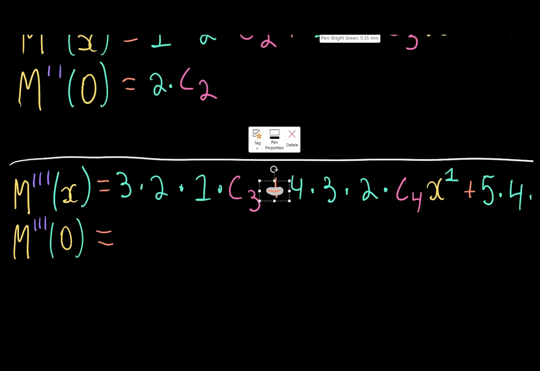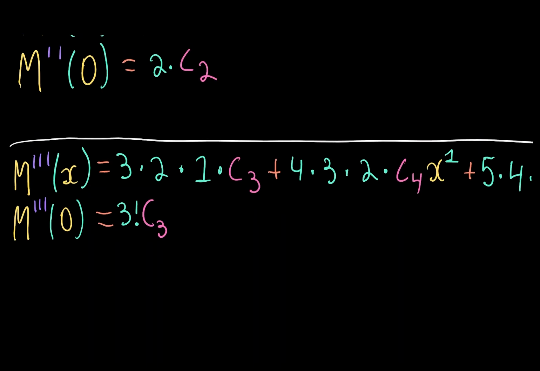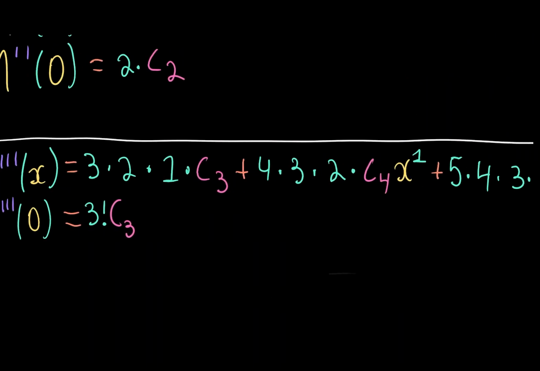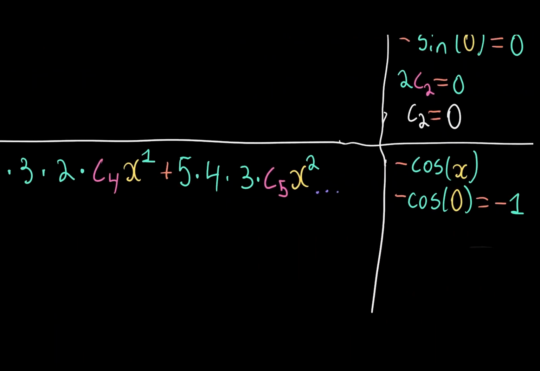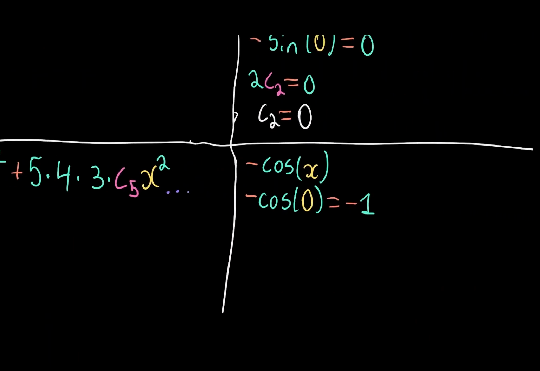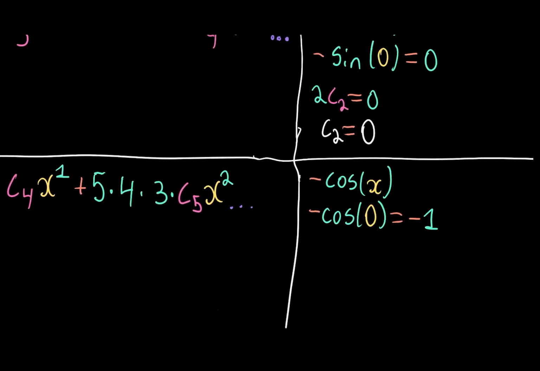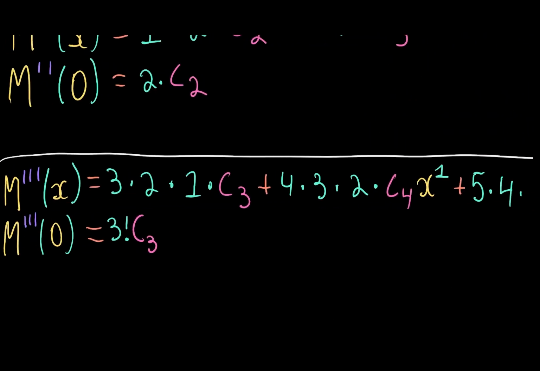So that becomes, let's write it, 3 factorial times C3, and then the rest collapses, plus 0, plus 0, plus 0, and we want 3 factorial times C3 to be equal to -1. So what does C3 have to be equal to make that statement true?